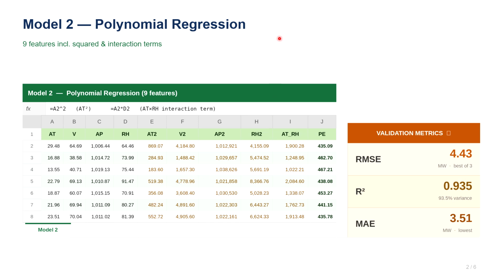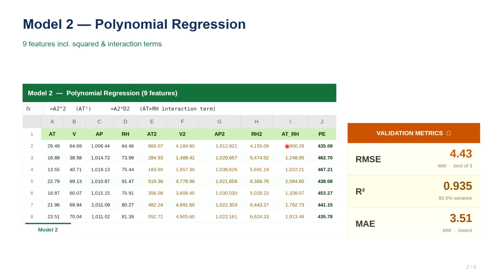Model 2 keeps the same algorithm but adds polynomial features. In addition to the 4 originals, I created squared terms, AT squared, V squared, and so on, plus an interaction term, AT times RH. You can see these extra columns highlighted here in columns E to I.